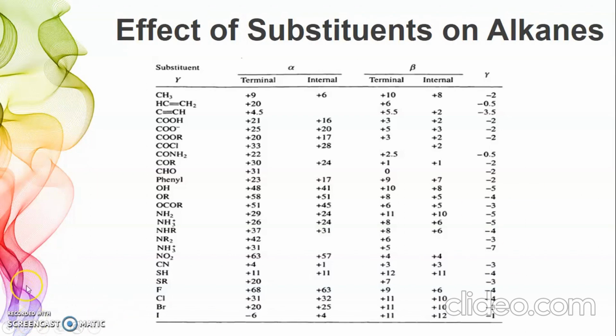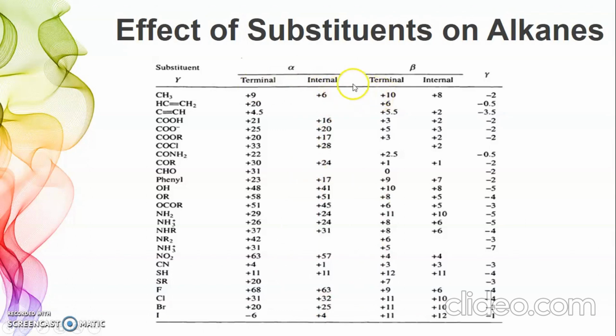There is the gamma increment, that is, substituents present in the alpha position. It may be terminal or internal. In the terminal position we get higher positive values. In the internal position we get a smaller number as compared to the terminal position.